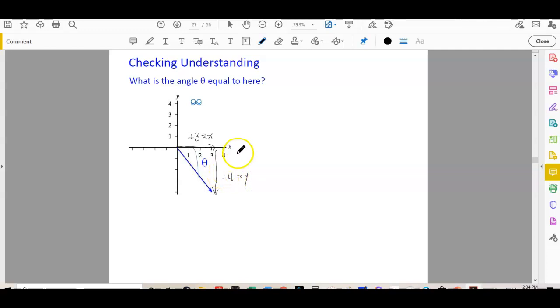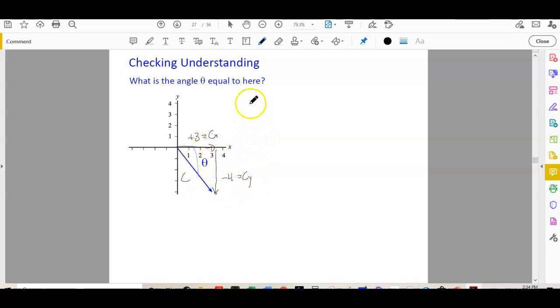And you know what? I'm going to give this guy a name. I'm going to name this the C vector, and this will be CX, and this will be CY. Okay, so this is the C vector, and this +3 units, so it's CX and it's CY. So let's find out what theta is.